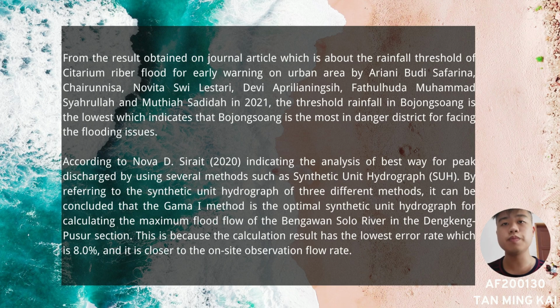According to Nova D. Sirai 2020, the analysis of the base flow for the peak discharge uses several methods such as synthetic unit hydrograph SUH. By referring to the synthetic unit hydrographs of 3 different methods, it can be concluded that the Gamma 1 method is the optimal synthetic unit hydrograph for calculating the maximum flood flow of the Bengawan Solo River in the Denkeng Russo section. This is because the calculation result has the lowest error, which is 8.0, and it is closer to the on-site observed flow rate.